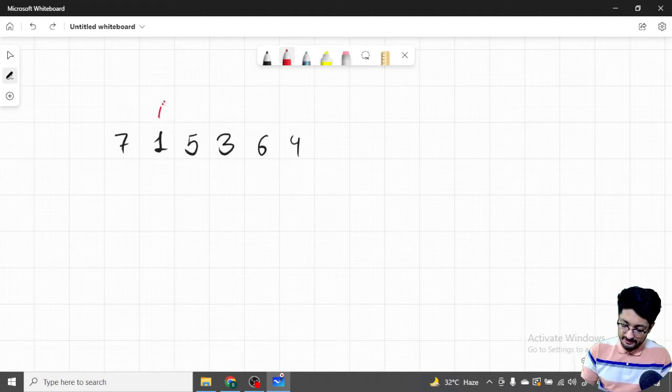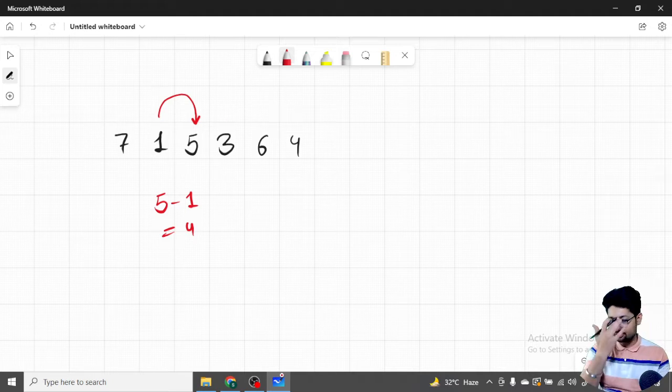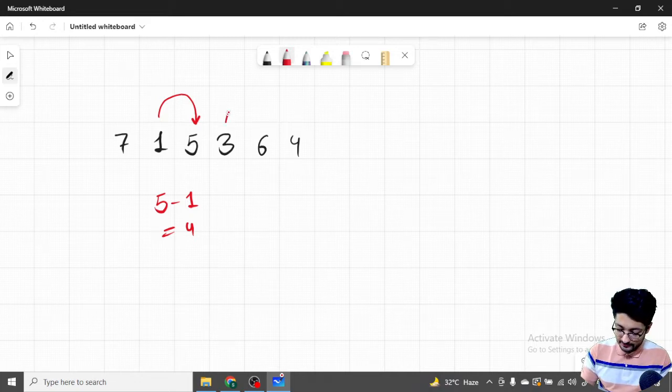If you buy on the second day and sell on the third day, the total profit you get is 4, because you buy at the value of 1 and you sell that stock at the value of 5. Now, when you're holding a stock, you cannot buy more stocks, so you have to sell that stock first. Now you can again buy the stock, so you can buy at the price of 3 and sell at the price of 6.